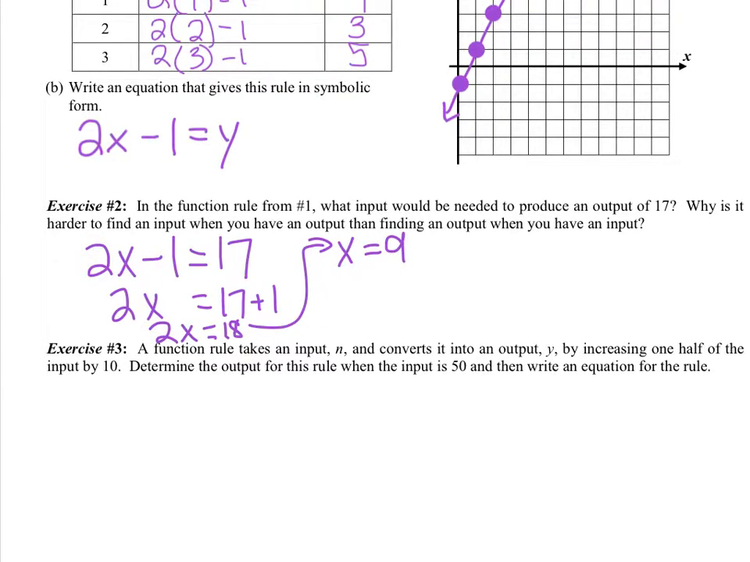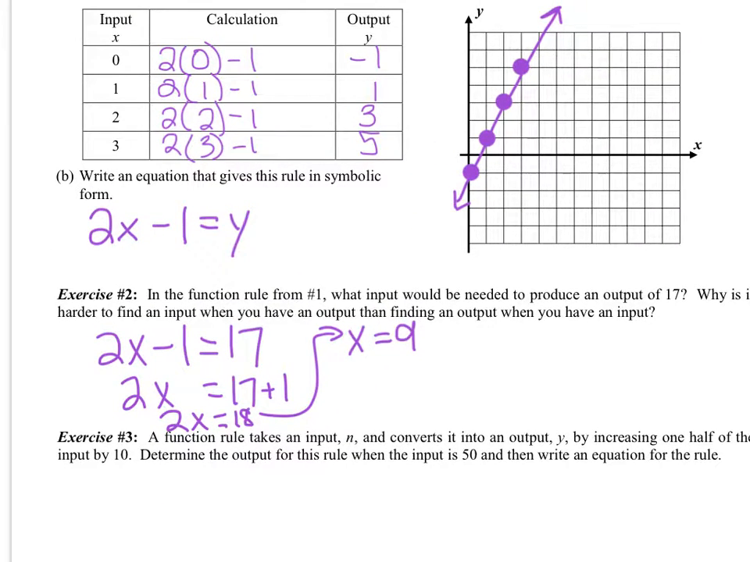And then it asks, why is it harder to find an input when you have an output than finding an output when you have an input? Well, I guess it looks like we probably have to do some solving of an equation when we're given the output. Because if we just had an input, which is everything that we did up above, it was really easy. You just substituted and simplified. Here, we had to use that equal sign, so we actually had to bring in an equation. So just to summarize, if we had an input of 9, that would produce an output of 17.